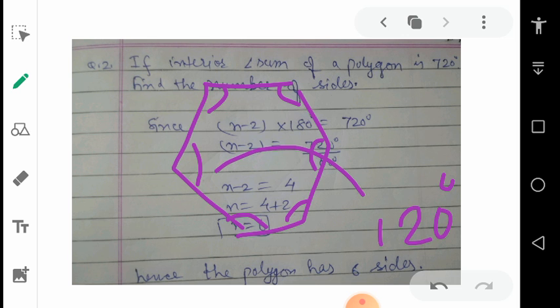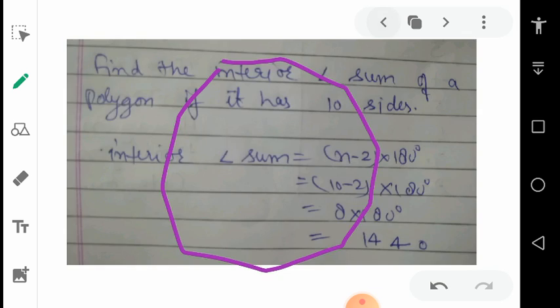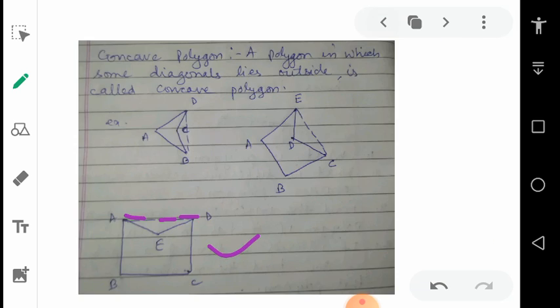Now it is not part of the question, but I want to tell you so that the concept is clear to you. In this way we can find the number of sides also. It doesn't matter, just use the formula and try to solve it. Now revise a few points again.